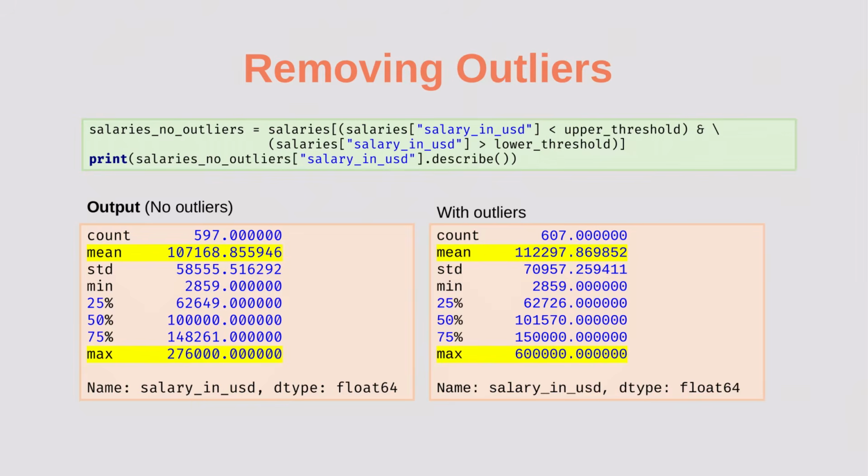We can remove the outliers by updating the code we use to filter the data. This time, keeping only the values greater than the lower limit and less than the upper limit. When we print the new descriptive statistics using the describe method, we see that there are fewer entries. The mean salary is 5,000 lower than before, and the maximum salary has dropped significantly.